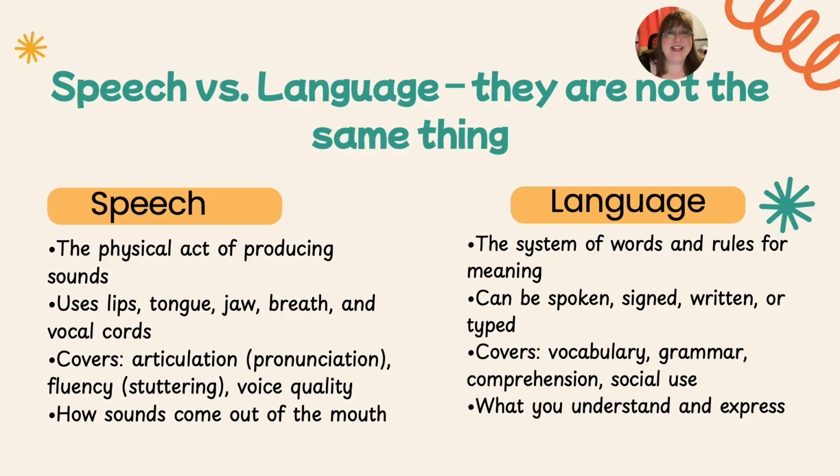Here is why that distinction matters for your child. A child can have perfectly clear speech and still have a significant language disorder. And a child can have a rich, complex language while having significant difficulty with the physical production of speech sounds. These are different systems. They have different causes, and they require different interventions.